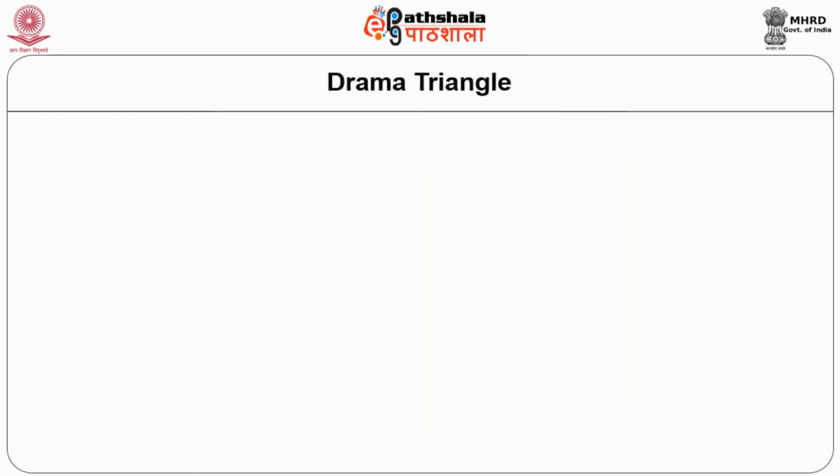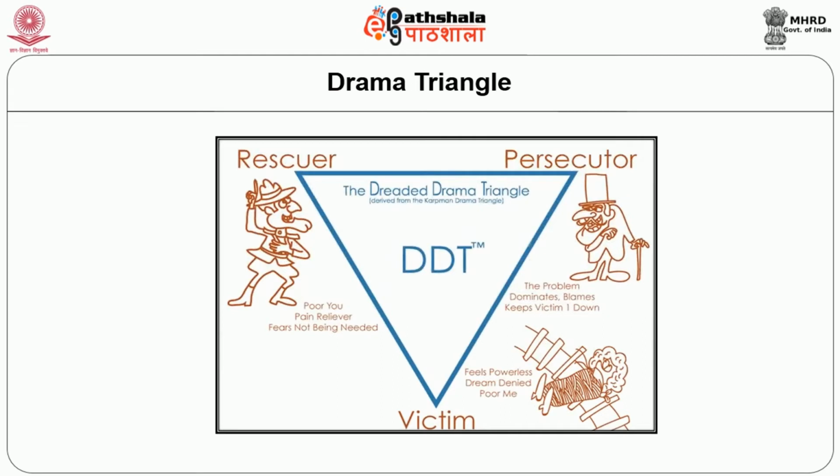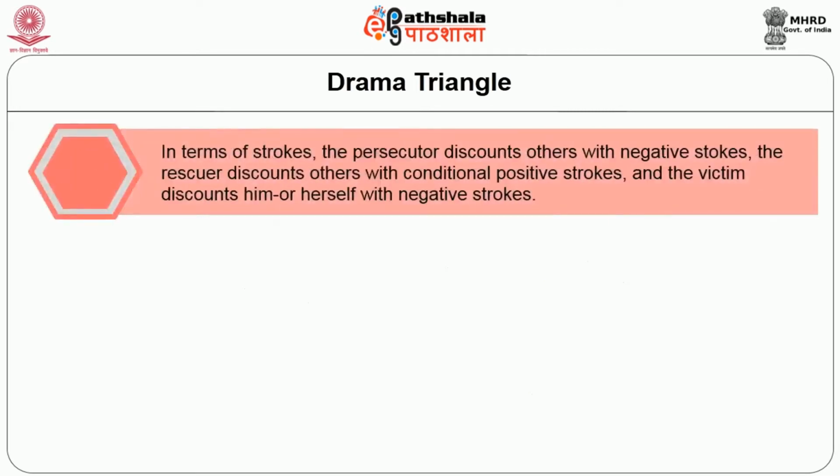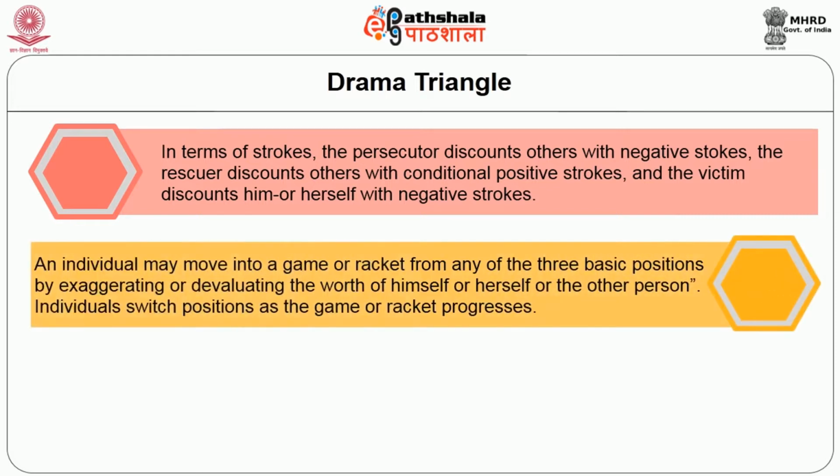And next we can see the drama triangle. The drama triangle is an enclosed system with a persecutor, a rescuer, and a victim at its corners. In terms of strokes, the persecutor discounts others with negative strokes, the rescuer discounts others with conditional positive strokes, and the victim discounts him or herself with negative strokes. An individual may move into a game or racket from any of the three basic positions by exaggerating or devaluing the worth of himself or herself or another person. Individuals switch positions as the game or racket progresses.